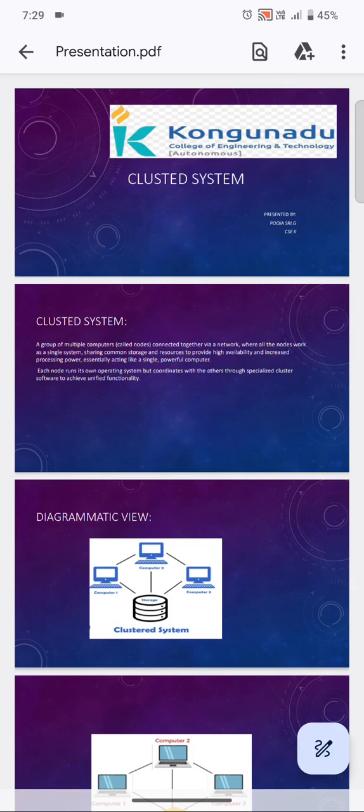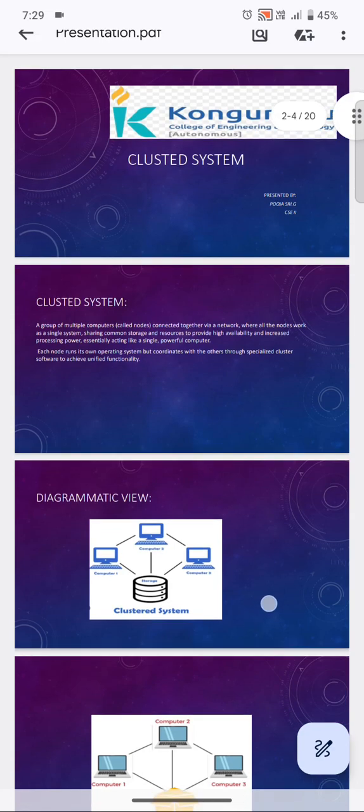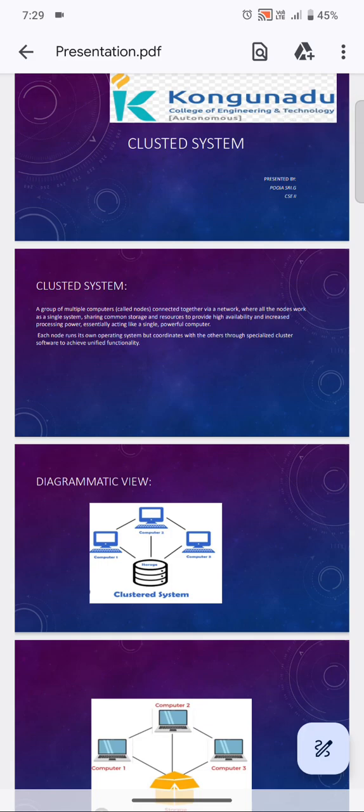A clustered system is a group of multiple computers connected together as a network, where all the nodes work as a single system, sharing common storage and resources to provide high availability and increased processing power, essentially acting like a single powerful computer. Each node runs its own operating system but coordinates with the others through specialized cluster software to achieve unified functionality.